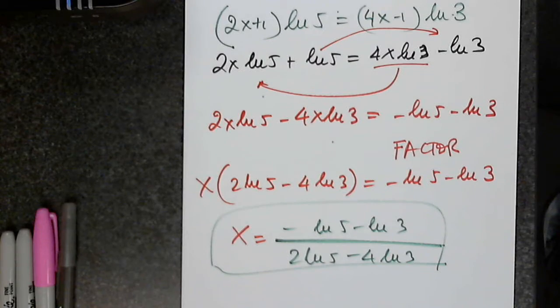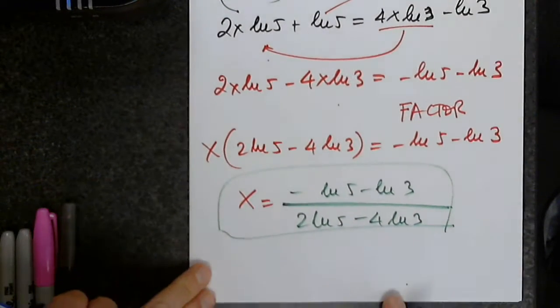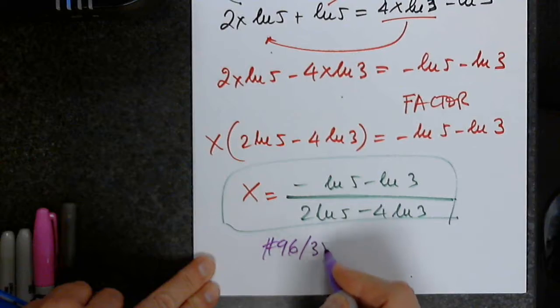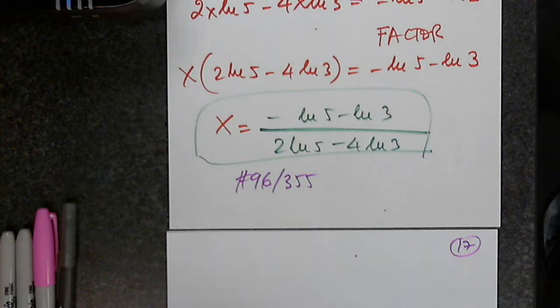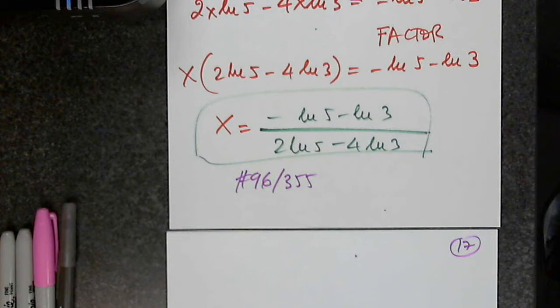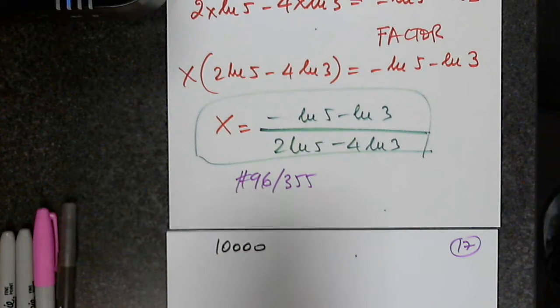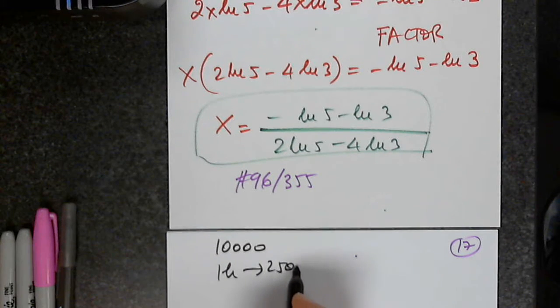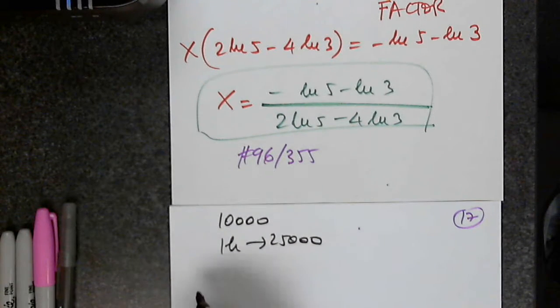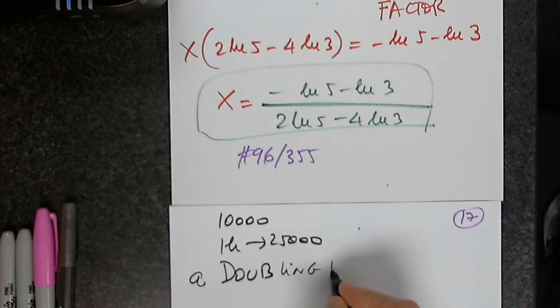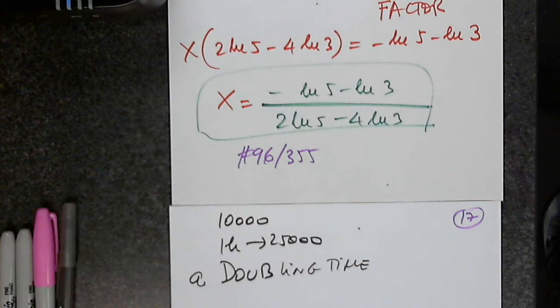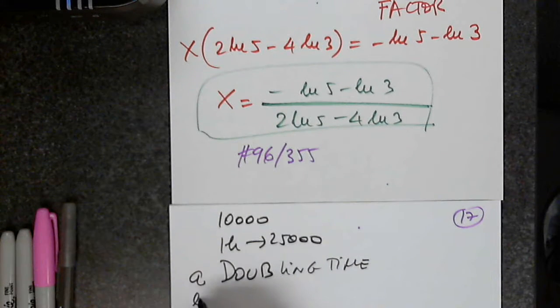Number 96 on page 355. Any questions? So, word problem. Let's take a look. A culture contains 10,000 bacteria initially. After an hour, the bacteria count is 25,000. Find the doubling period. And part B, find the number of bacteria after 3 hours.